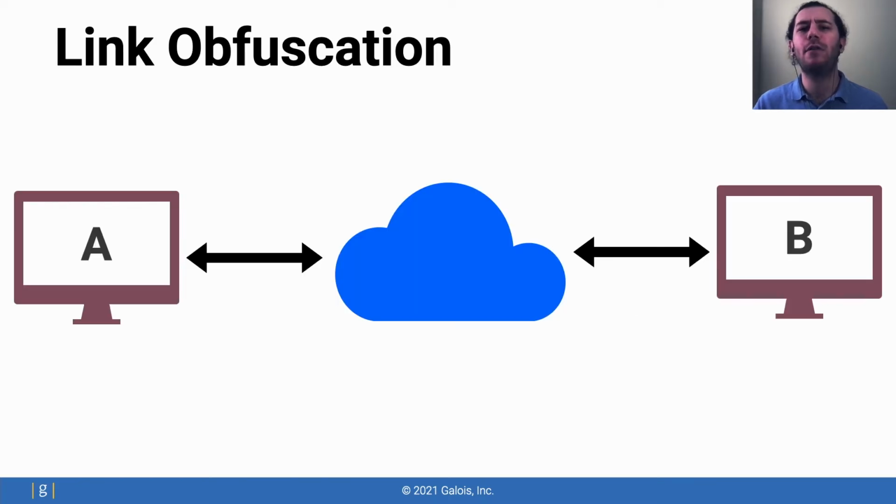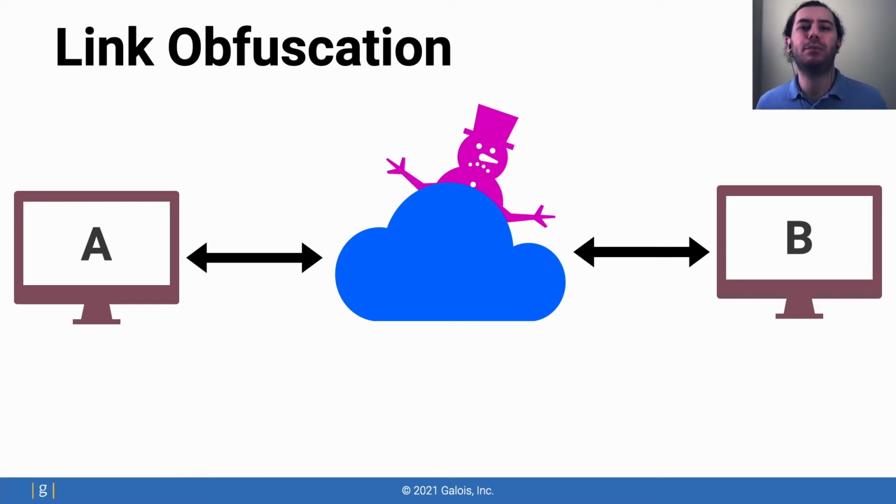With Balboa, we focus specifically on the link obfuscation part of censorship circumvention. In this setting, we have two parties, A and B, which want to communicate with each other across the internet. The censor has full access to the network and can both passively observe as well as actively manipulate network traffic. It will shut down any connections that it suspects are attempting to circumvent its censorship policy.